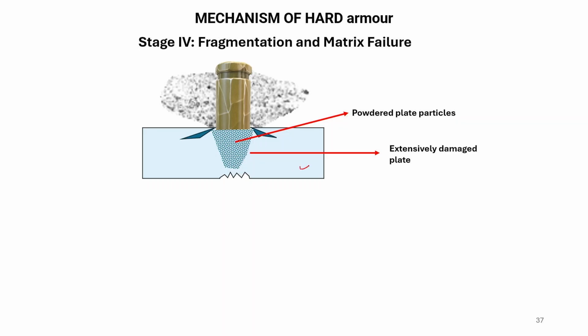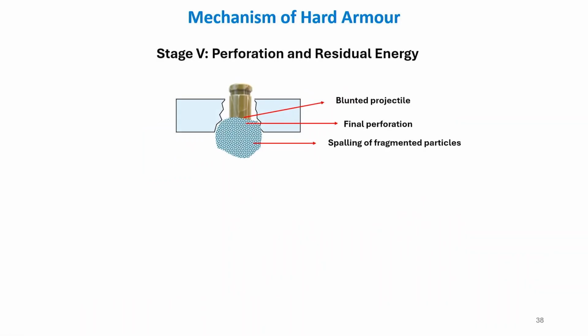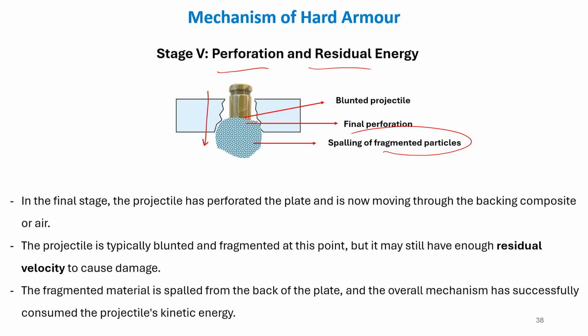Then there will be fragmentation, and the fifth stage, which is the last stage, is complete perforation, and residual energy will be absorbed in the next layer, and spalling of the fragmented particles will occur on the other side of the strike. So, these are the different mechanisms, different stages of bullet penetration and energy absorption. This we discussed in the last session.